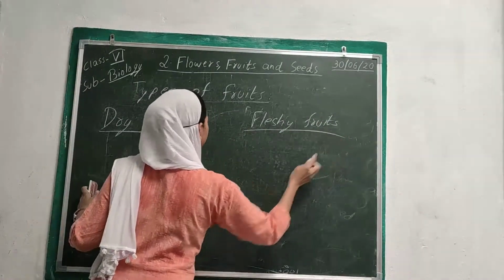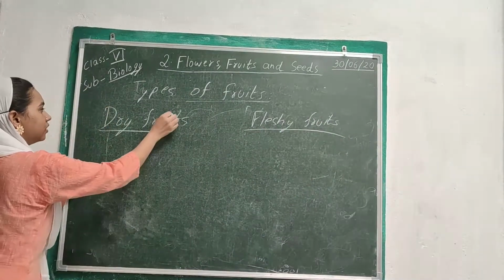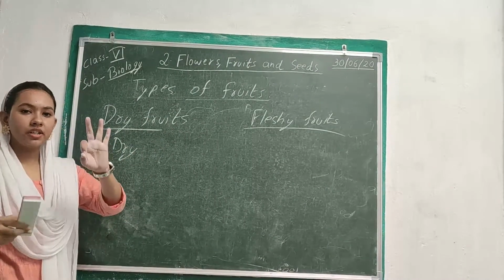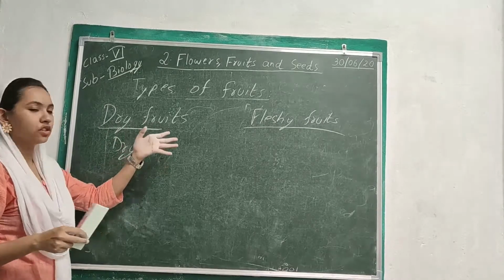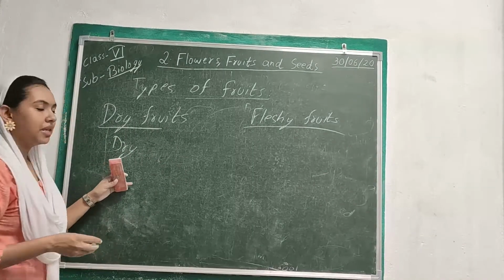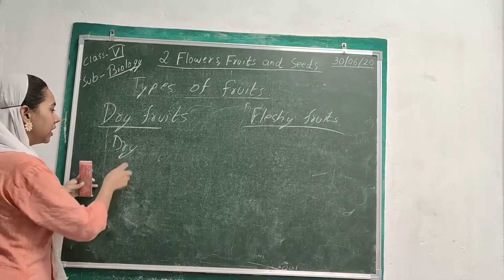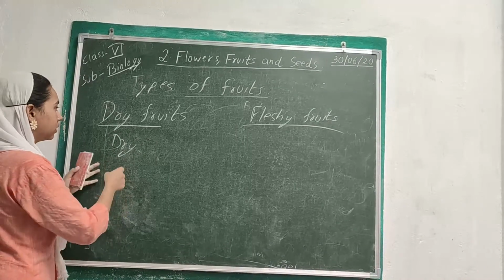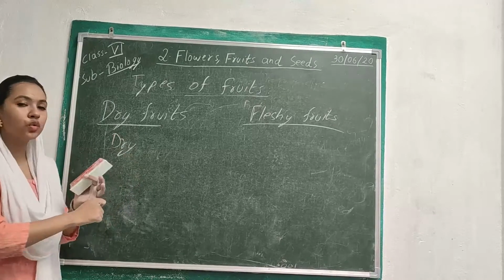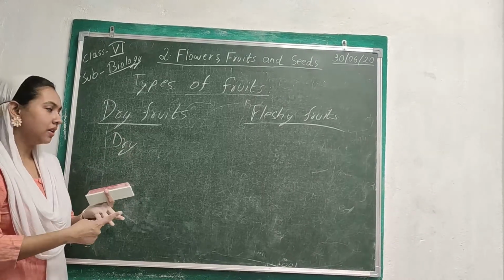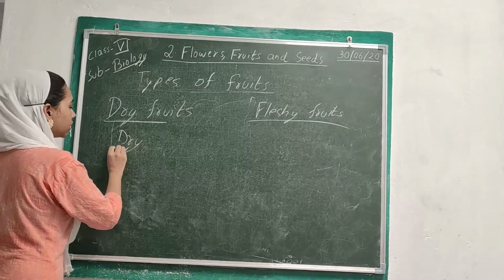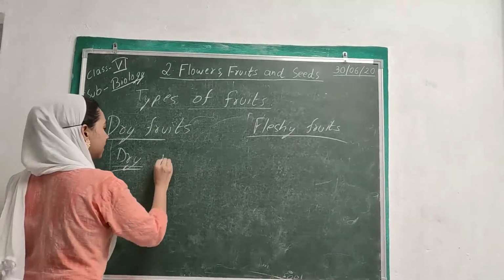From the word dry fruits, you can understand that these are dry in nature. As I said, the pericarp was divided into three parts, as we saw in the case of mango. But there are many fruits in which the pericarp cannot be distinguished into the endocarp, mesocarp and epicarp. Those kinds of fruits are known as dry fruits. An example is peanut.